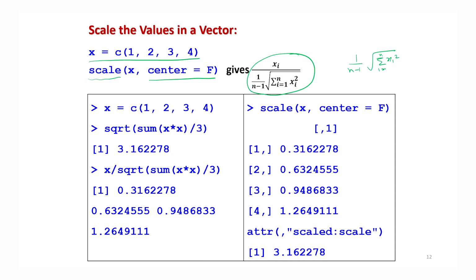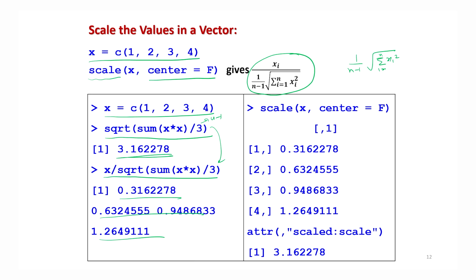So if you try to see here in this case, I try to take x equal to like this, then the square root of the sum of x into x divided by 3, which is here 4 minus 1, comes out to be 3.16. And if I try to divide x by this quantity, then it will come out to be like this. These are the 4 values which we are going to obtain.